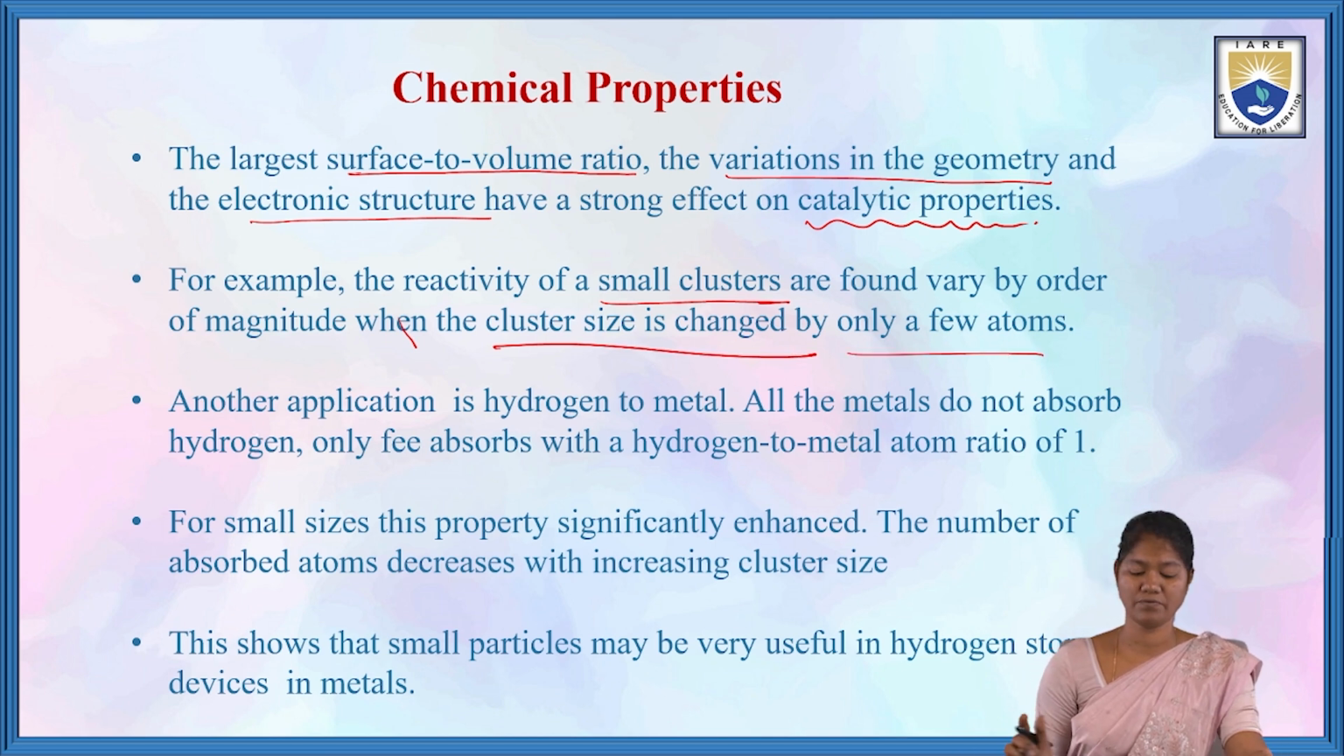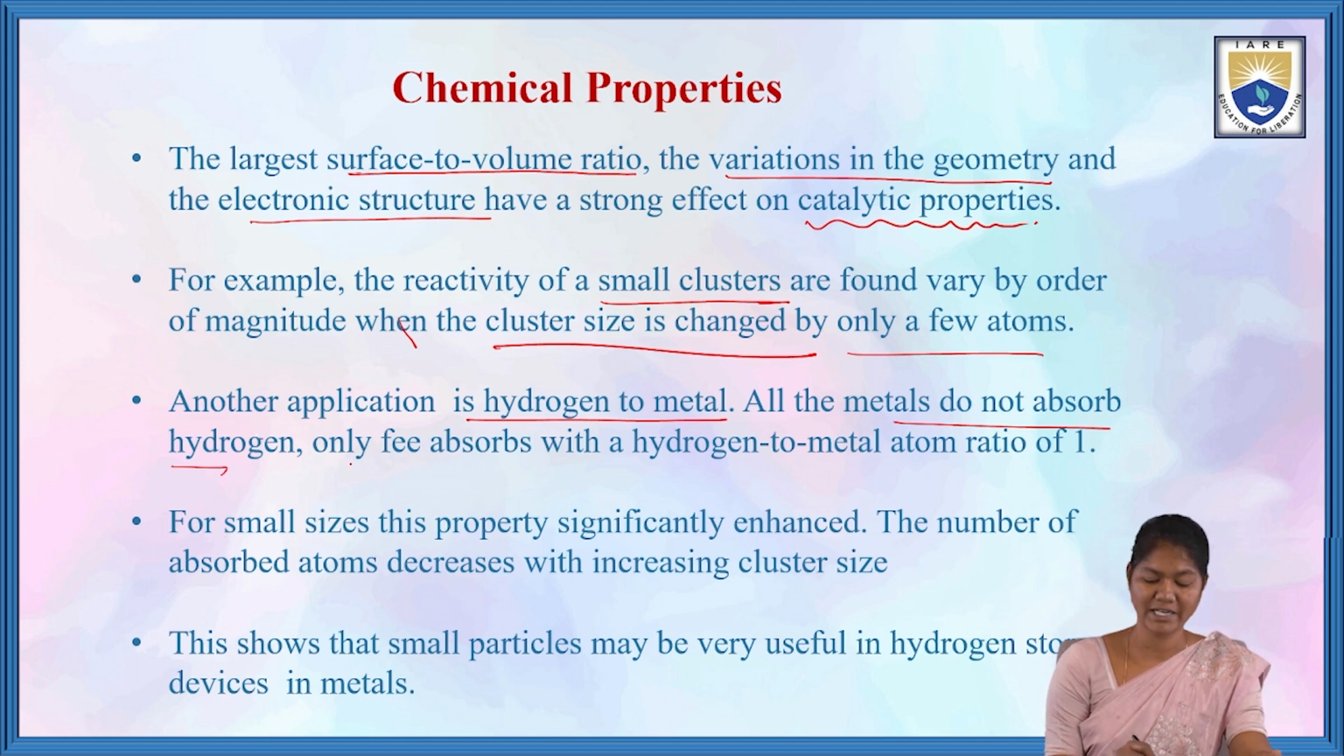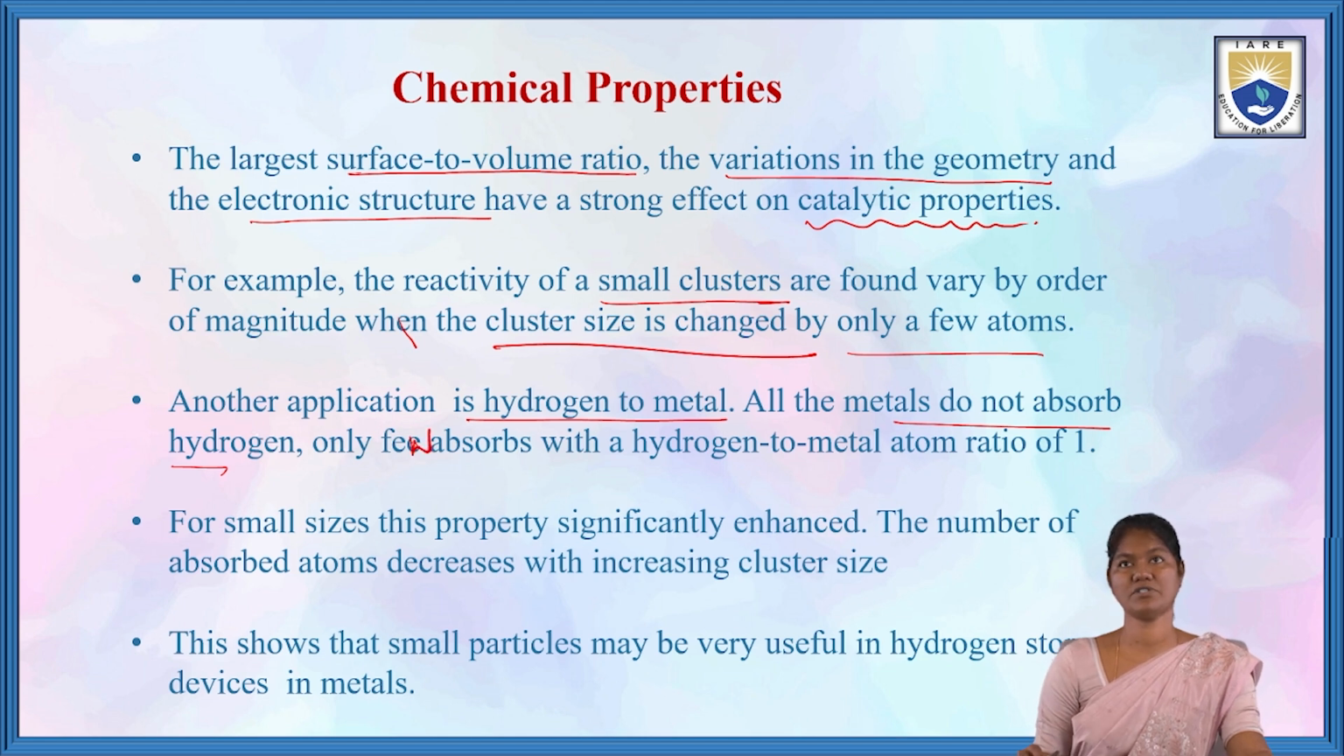Another application we can see is hydrogen to metal. All metals do not absorb hydrogen; only a few absorb it, with a hydrogen to metal atom ratio of 1. For small sizes, this property is significantly enhanced. The number of absorbed atoms decreases with increasing cluster size. So this shows that small particles may be very useful in hydrogen storage devices in metals.